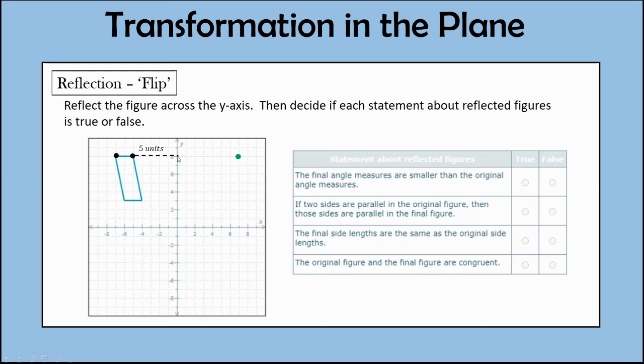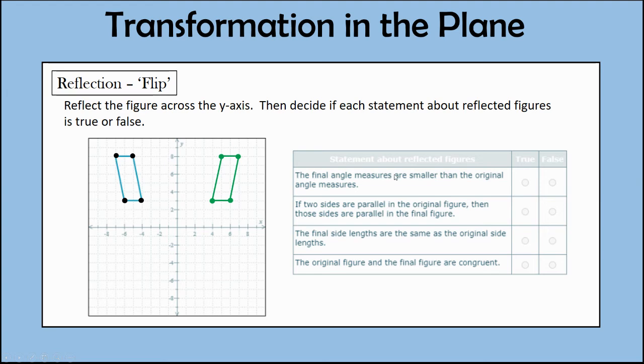It's 5 units from the y-axis, so move 5 units to the other side. There's my second point. Come down here. This vertex is 6 units from the y-axis, so I go 6 units in the other direction. Same line, 6 units. There's that point. And then my final point, 4 units away. Move 4 units away. Okay, reconnect, and there's our image. So it's been flipped over the y-axis.